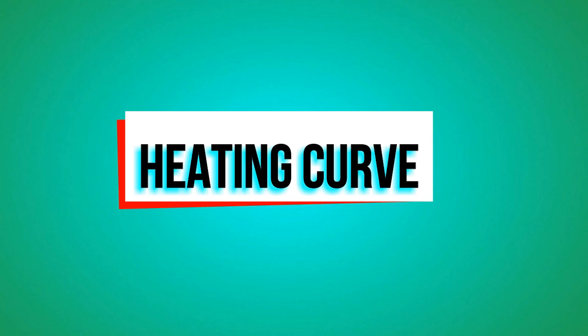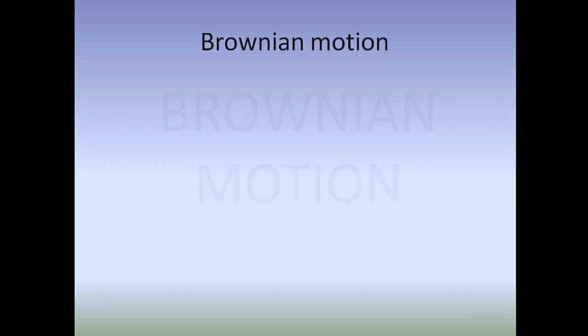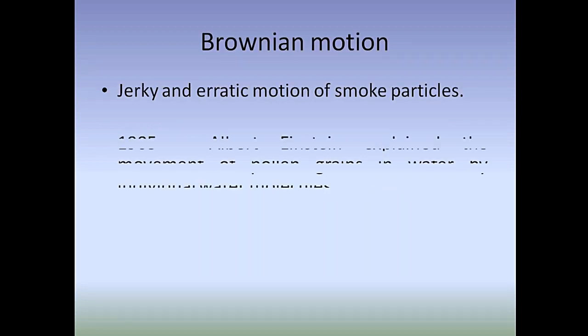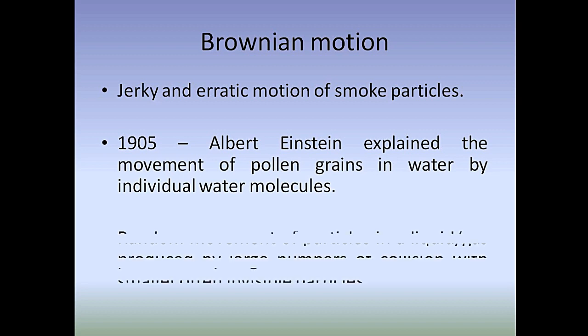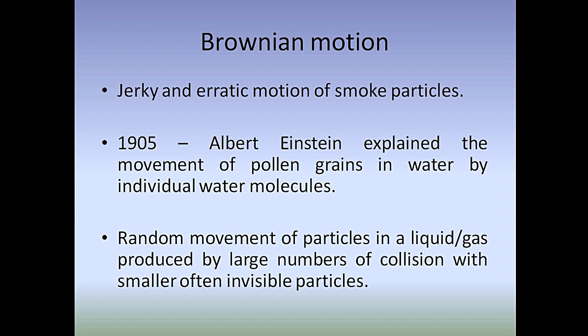Next chapter is heating curve. In this chapter, first we are going to see Brownian motion. It is the process of jerky and erratic motion of smoke particles. In 1905, Albert Einstein explained the movement of pollen grains in water by individual water molecules. Random movement of particles in a liquid or gas produced by a large number of collisions with smaller, often invisible particles. In solids, particles cannot move, so it is possible only for liquids and gases, not for solids.